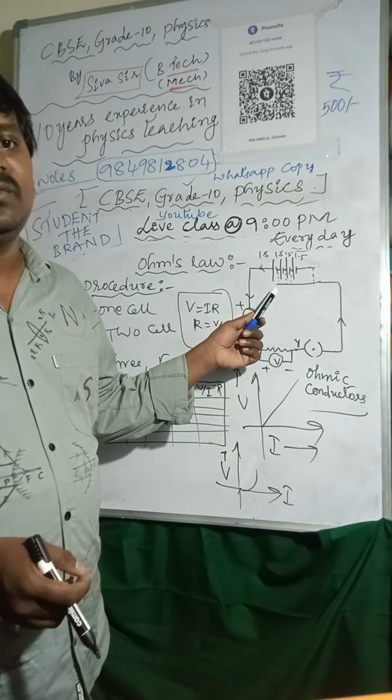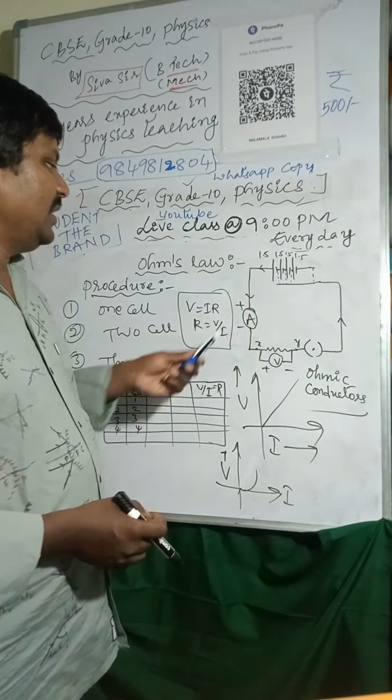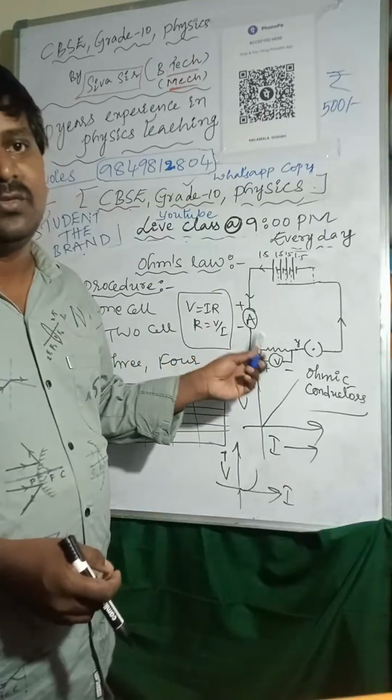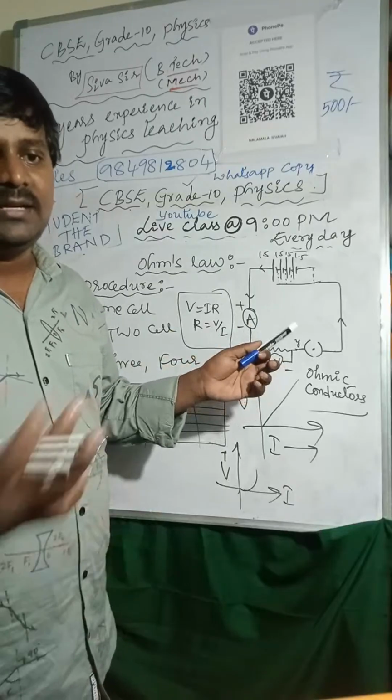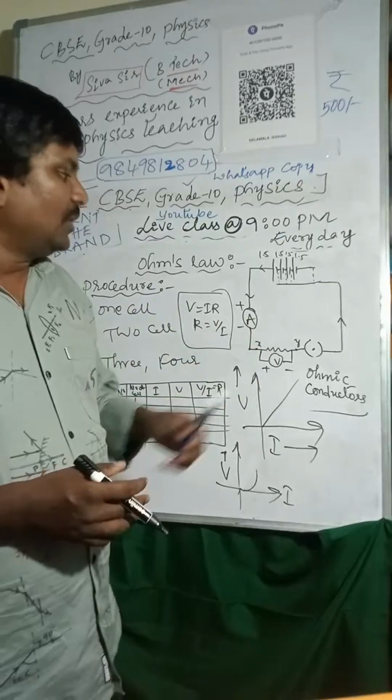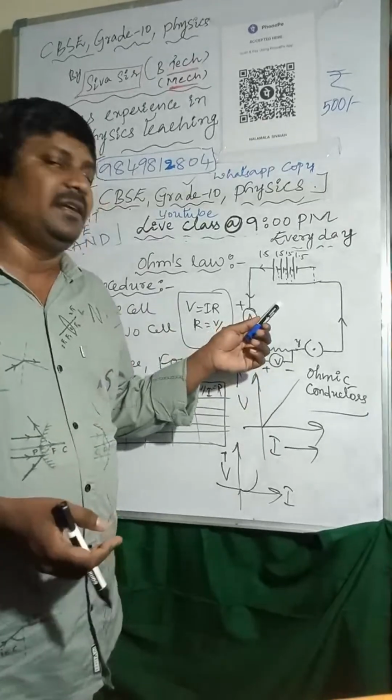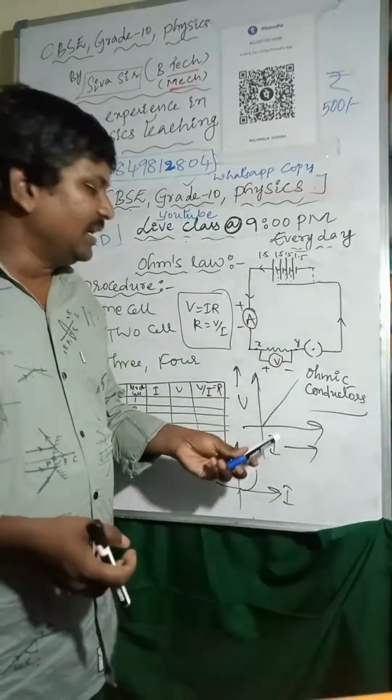So we are connecting one cell. Then we are noting down the reading of the ammeter and voltmeter. So that's why the initial values are starting from 0. That is the reason the graph is linear.